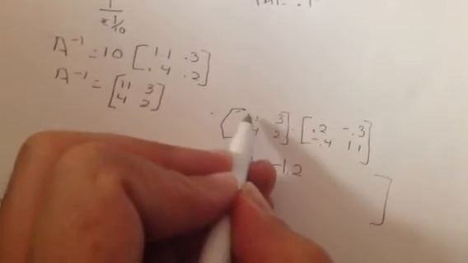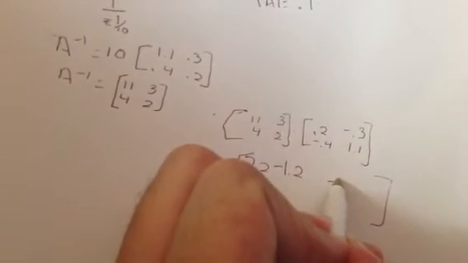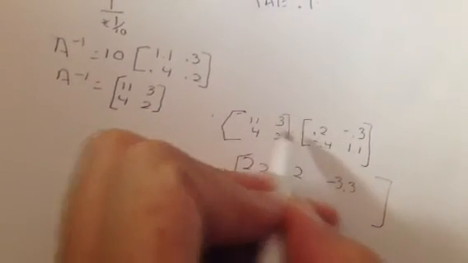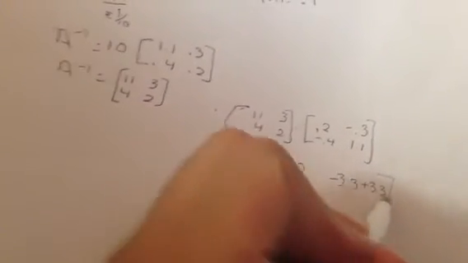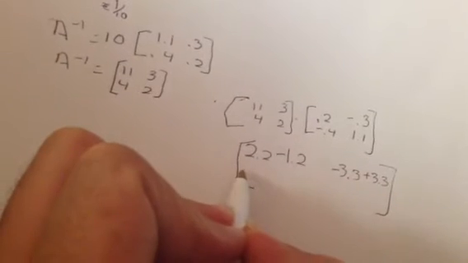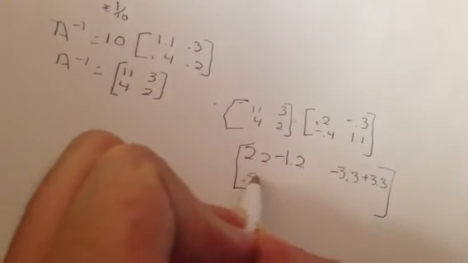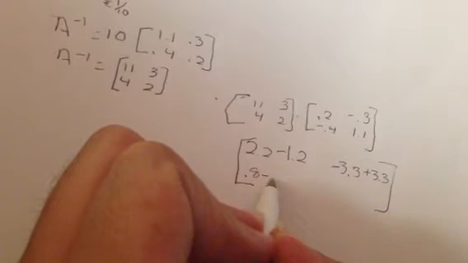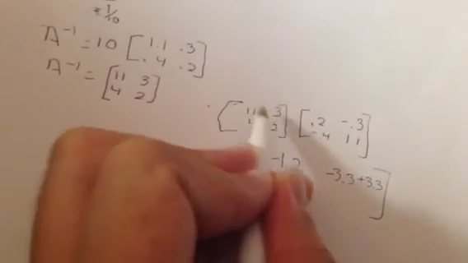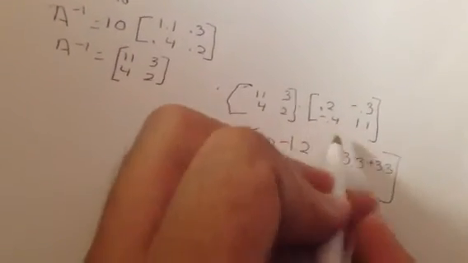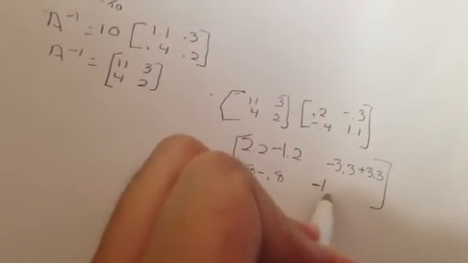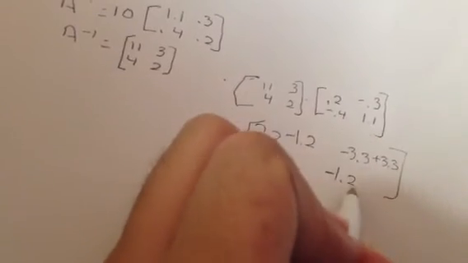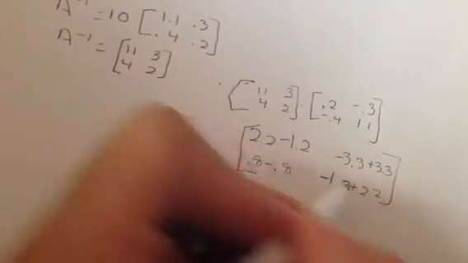So we go row 1, column 2, 11 times negative 0.3, negative 3.3. And then we have 3 times 1.1, which is plus 3.3. Looks good so far. Let's keep it going. 4 times 0.2 is 0.8. 2 times negative 0.4 is negative 0.8. And then row 2, column 2, we have 4 times negative 0.3 is negative 1.2, and then 2 times 1.1 is plus 2.2. So we have, for a fact, the inverse of A.